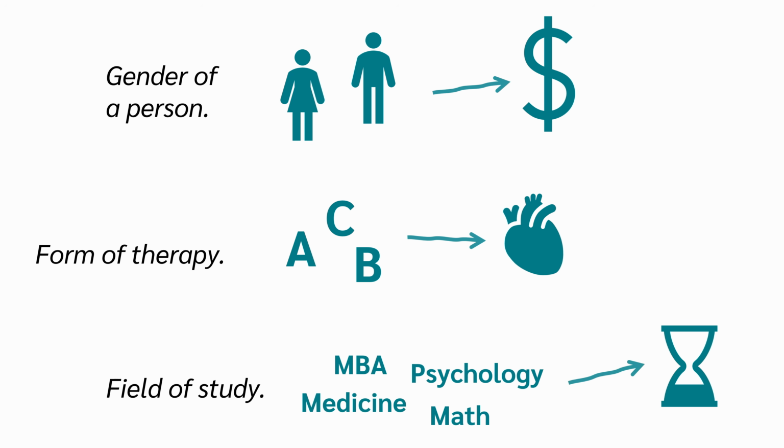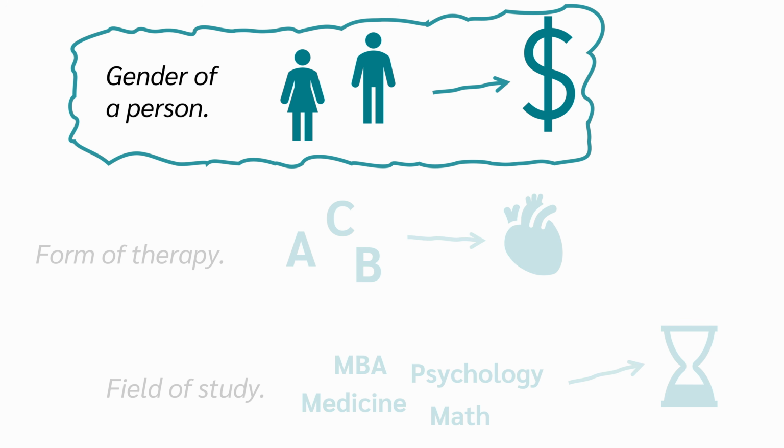Salary, blood pressure, and length of study will then be the dependent variables. In each of these cases, you test whether the factor has an effect on the dependent variable. Since you only have one factor in these cases, you would use a one-way ANOVA. Okay, you're right. In the first case, we have a variable with only two categories, so of course we would use the independent samples t-test.